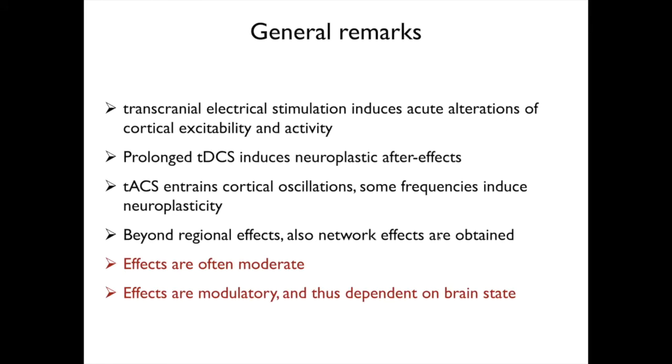So to finish up, in general, transcranial electrical stimulation induces acute alterations of cortical excitability and activity. Prolonged tDCS induces neuroplastic after effects. tDCS entrains cortical oscillations. Some frequencies also induce neuroplasticity. And beyond regional effects, I think it's also important to consider network effects.